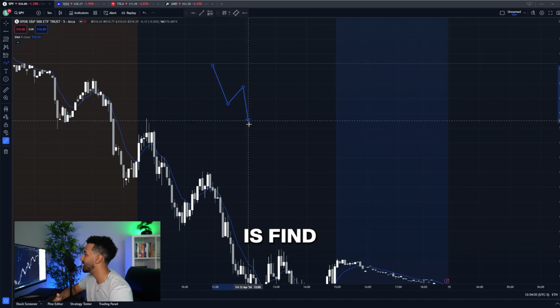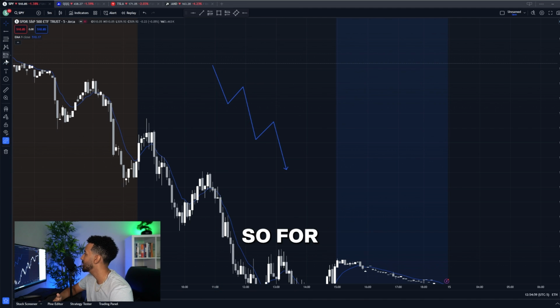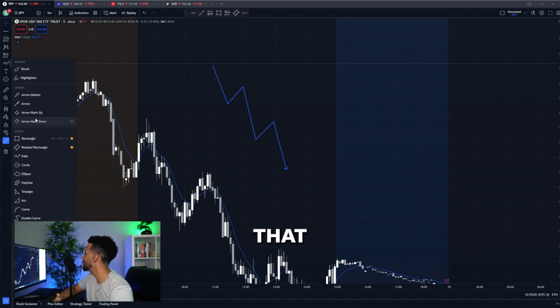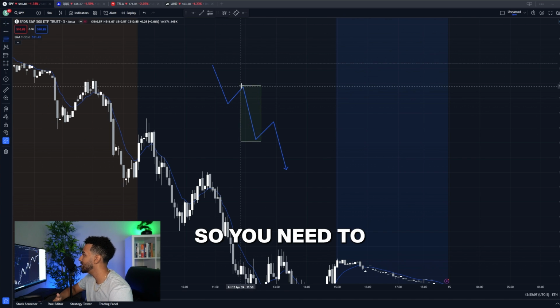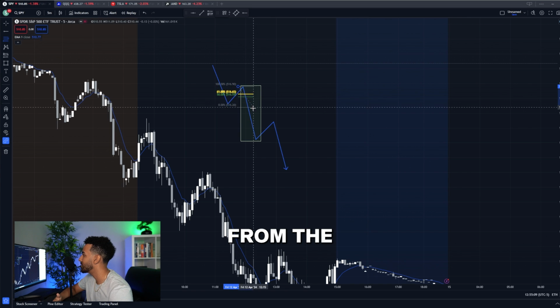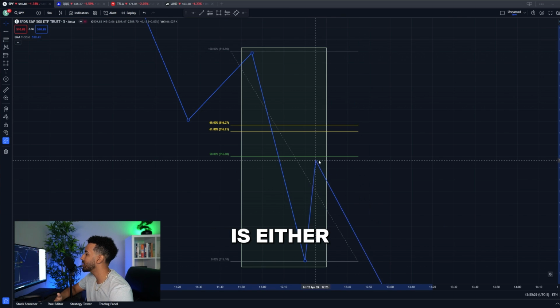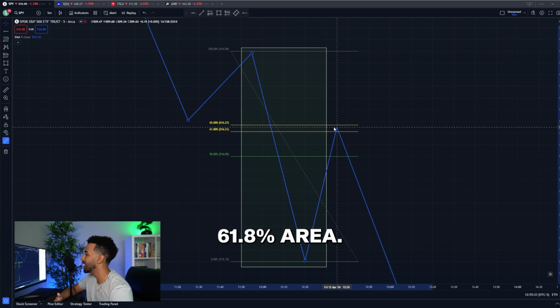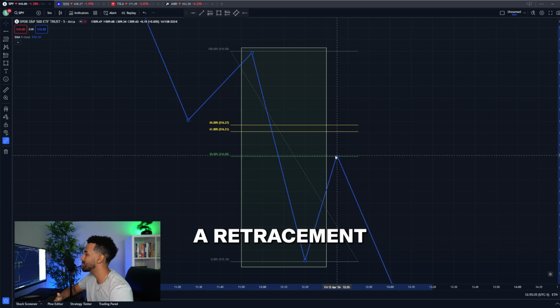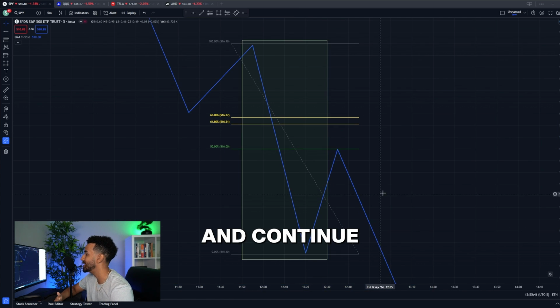All you have to do is find a range, and within that range, you need to find the tops and the bottoms. So for example, in this little trend that I just drew right here, this would be your range. So you need to draw this Fibonacci from the top of the range to the bottom of the range. Now, what you're looking for is either a retracement to the 50% or the 61.8% area. If you can get a retracement between one of these 2 points and find a reversal, you can easily take this to the downside and continue the trend.